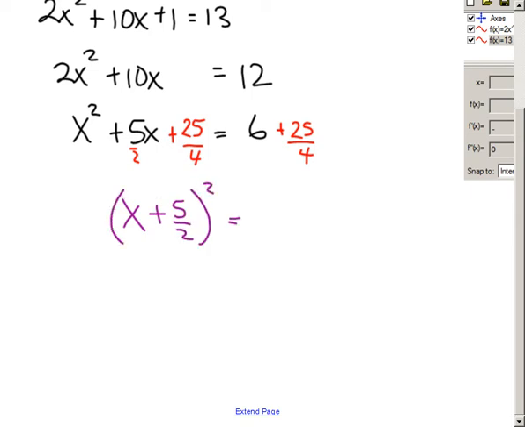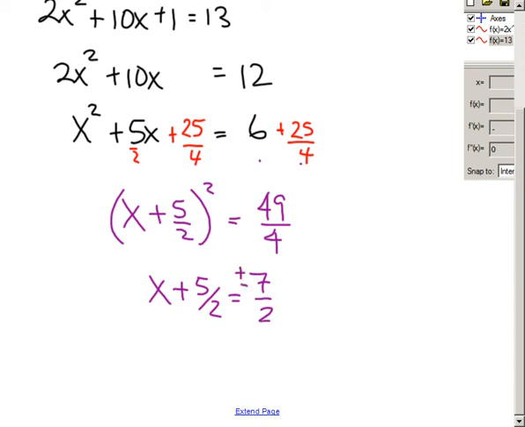And, fairly conveniently, we have a perfect square on the right. Doesn't look it yet, but we have to combine these two into a single fraction. 6 is 24 fourths. 25 fourths gets me 49 fourths, which is really helpful because when I take the square root of both sides, I get x plus 5 halves equals 7 halves. And of course, this is also plus or minus.